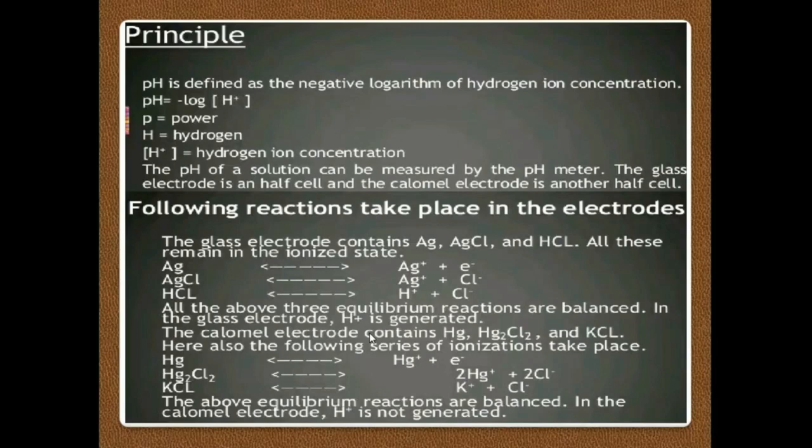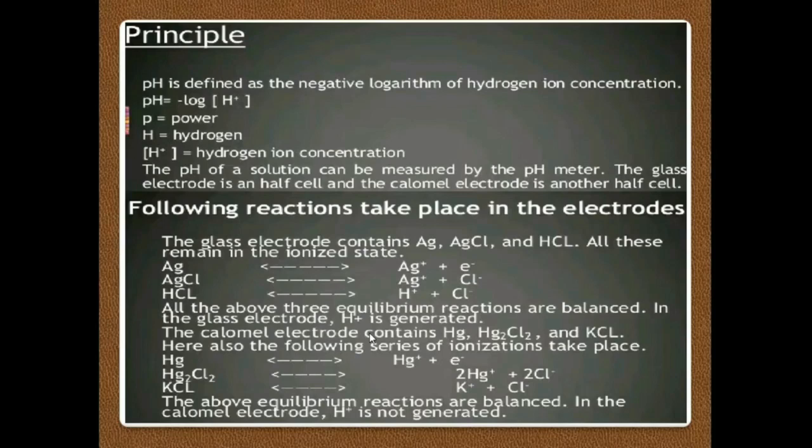The glass electrode, what is going to happen? The glass electrode contains silver chloride and hydrochloric acid. All these remain in the ionized state. Silver becomes Ag plus and an electron. AgCl becomes Ag plus and Cl minus. HCl becomes H plus and Cl minus. So all the above three, that is Ag plus, H plus and Cl minus, all the three equilibrium reactions are balanced. So in the glass electrode, H plus ion concentration is generated.